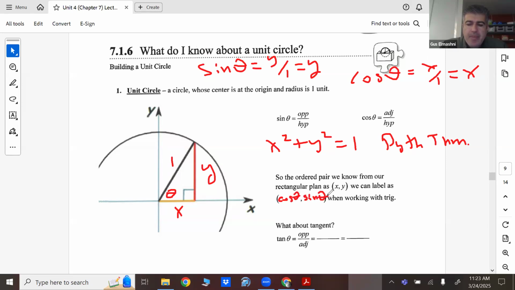and sine theta. Now for tangent, that's y over x, or remember, sine theta over cosine theta. We call that a trigonometric identity because tangent theta is always identical to sine over cosine.